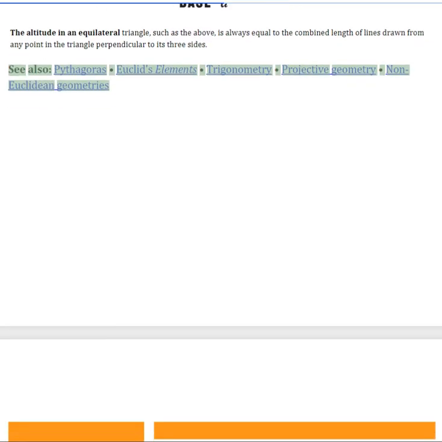See also Pythagoras, Euclid's Elements, Trigonometry, Projective Geometry, Non-Euclidean Geometries.